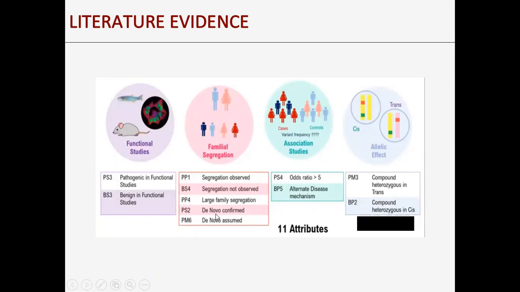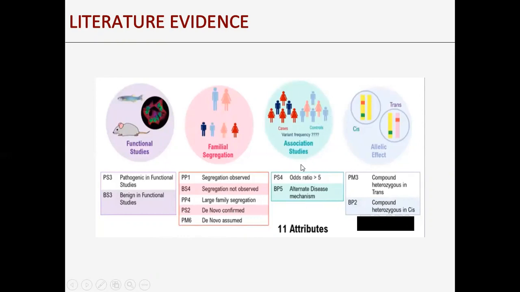And if in the parental samples of the family the variant is absent, but in the proband it is present, it means that it could be de novo. And if that de novo variant is confirmed by any technique like Sanger, PCR, or whatever technique you use, but it should be confirmed and well validated, then it is assigned as PS2. But if it is de novo but not confirmed with other techniques, then it is assigned as PM6.